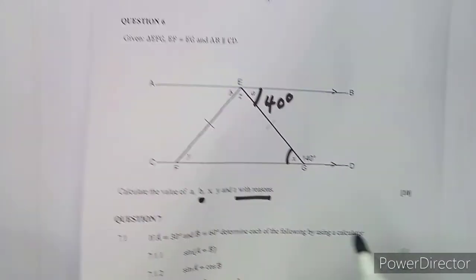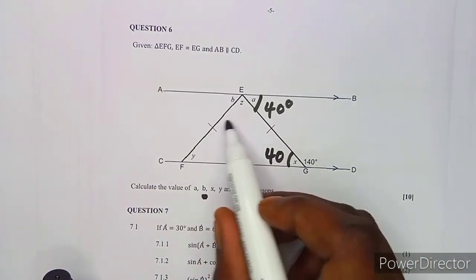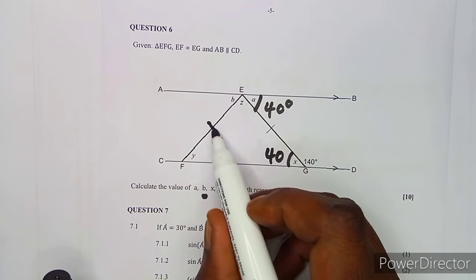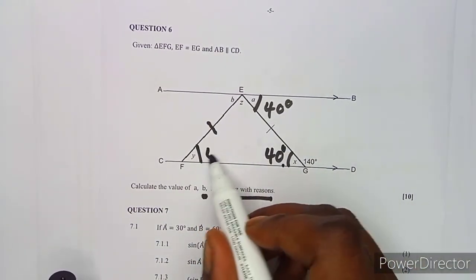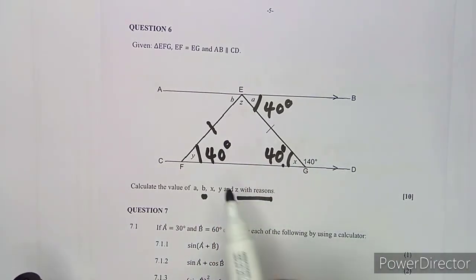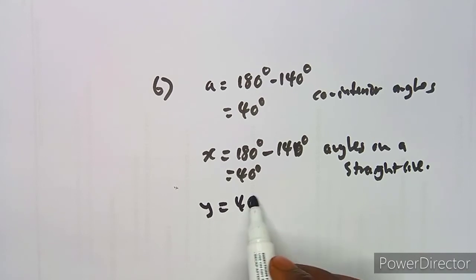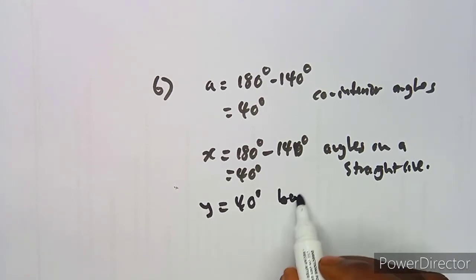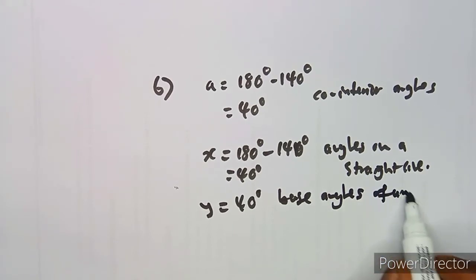All right, then we move on. So this is 40 here, and we are given that these two sides are equal, so definitely it's an isosceles triangle, so therefore base angles are equal. So if this is 40, this is also 40 degrees here. So angle y is going to be 40 degrees also. That's base angles of an isosceles triangle.